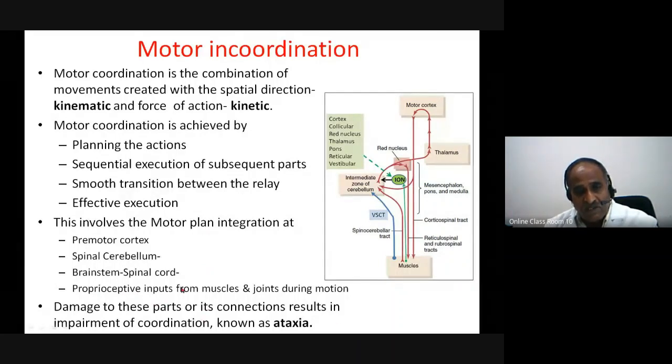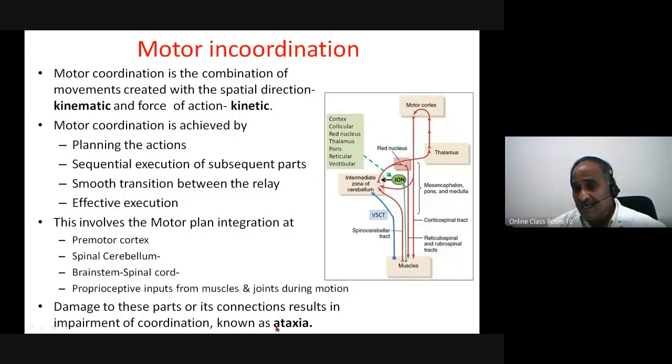Now, the proprioceptive inputs from muscles and joints during motion also provide information. All these things put together bring about coordination. If something goes wrong somewhere, then the coordination is not there. So that is incoordination. Damage to these parts or their connections results in impairment, and that is known as incoordination, and that is ataxia.